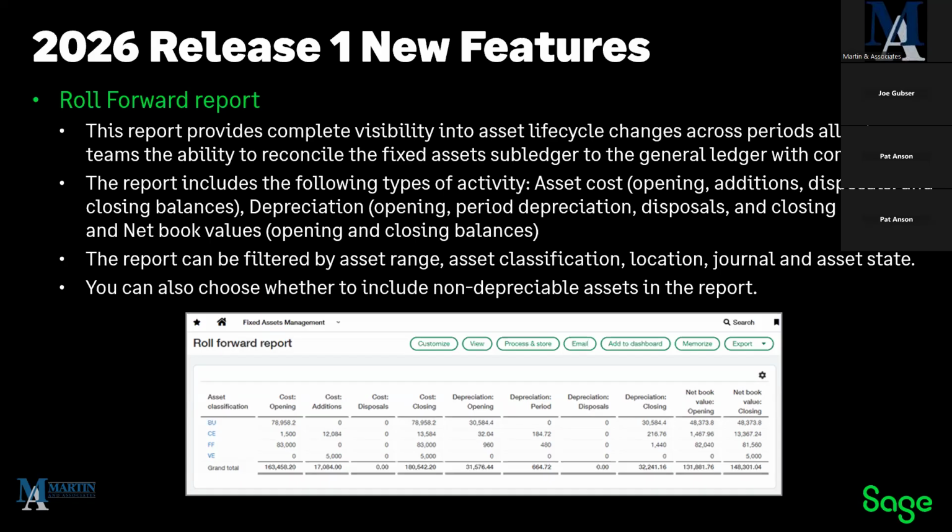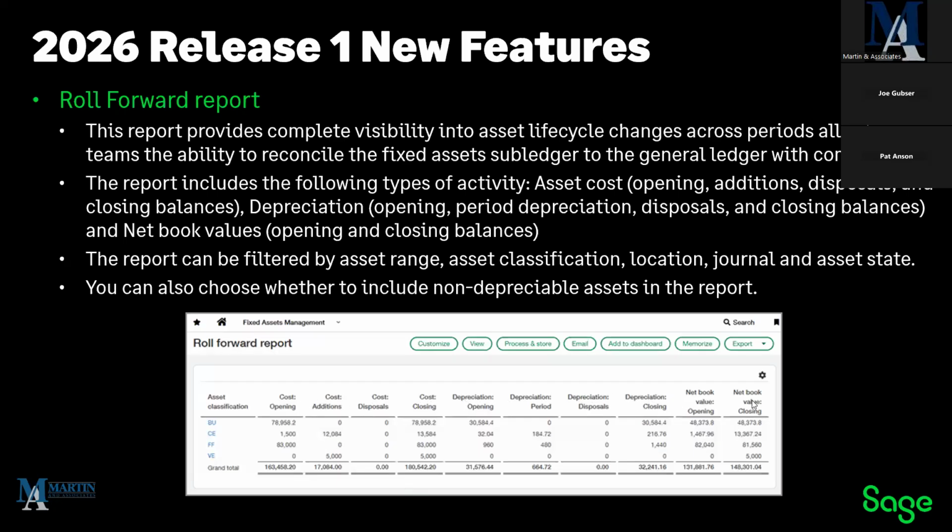You can filter this report by asset, asset range, asset classification, location, the state that the asset's in, whether it's in ready for review, construction in progress, or placed in service, for example. You can also choose whether you include non-depreciable assets in the report or not.